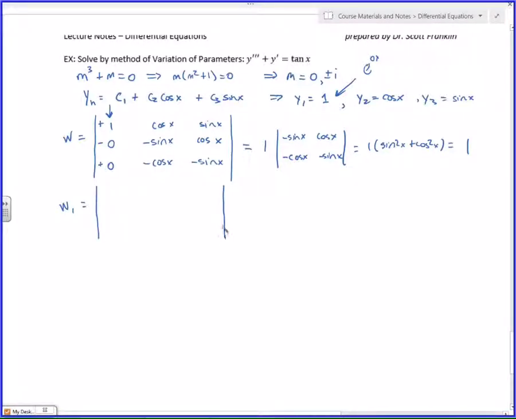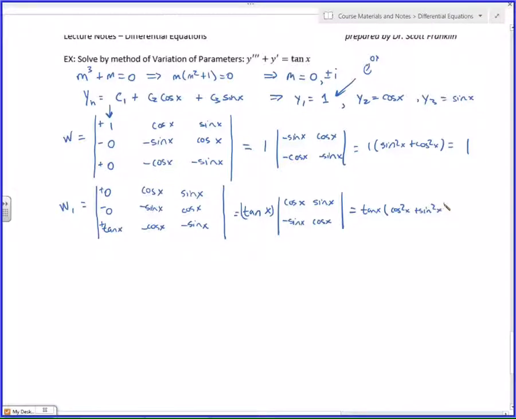All right, so now we take 0, 0, tangent x, cosine x, negative sine x, negative cosine x, sine x, cosine x, negative sine x, which will be, I'm going to do the cofactor expansion again. I get a 0, minus plus tangent x times cosine x, sine x, negative sine x, cosine x, which gives me tangent of x times cosine squared of x plus sine squared of x equals, that's again 1, so just tangent of x.